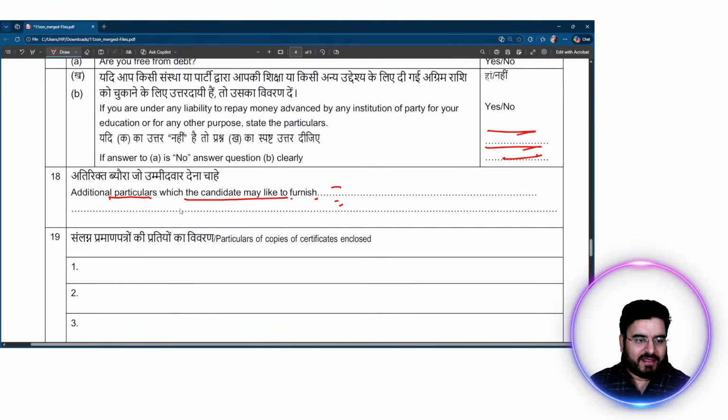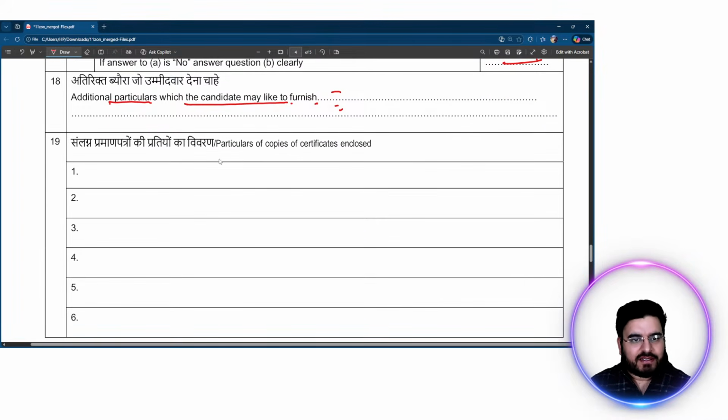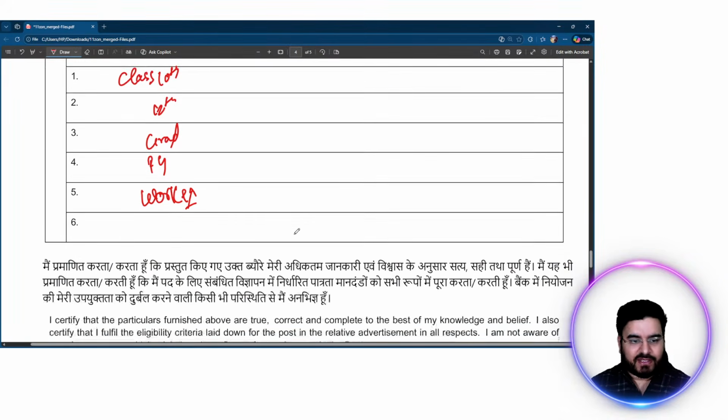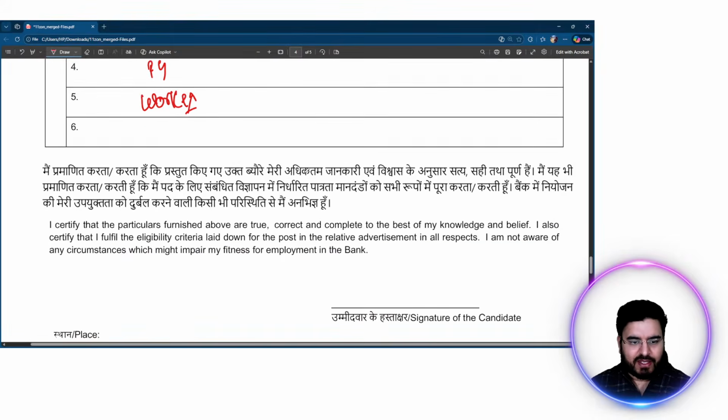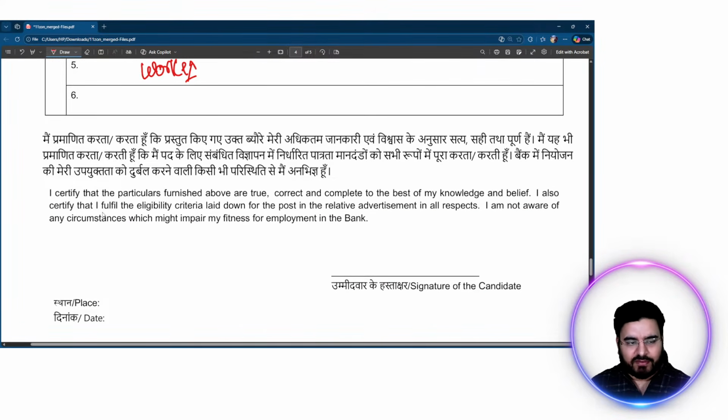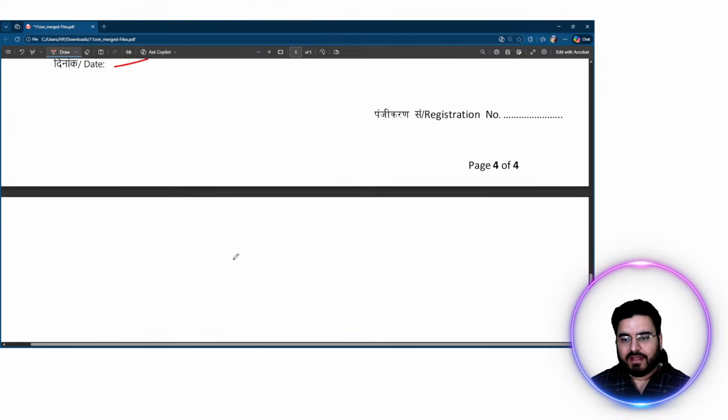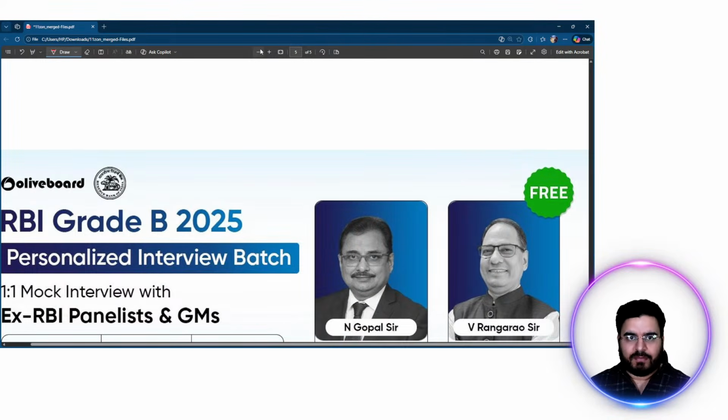Next is the last one, particulars of copies of certificates. So you have to mention your class 10th, class 12th, graduation, PG. Then you have your work experience certificates, salary slips, everything you have to mention like that. And then at the end you have to mention that whatever information I have given above is true to the best of my knowledge, and you have to do your signature here, mention your place, date. Is it clear? So this was all about the form filling.